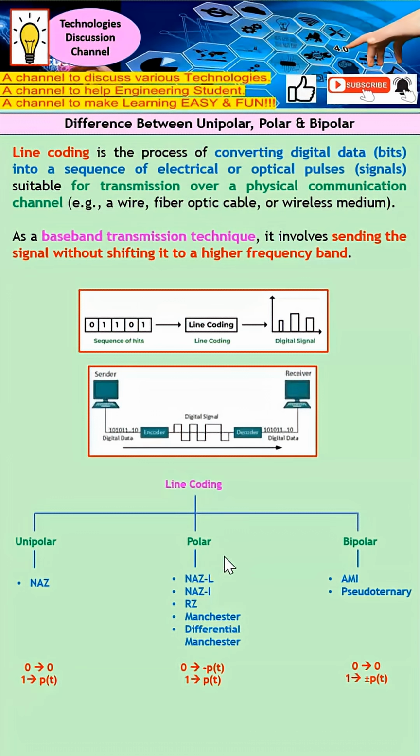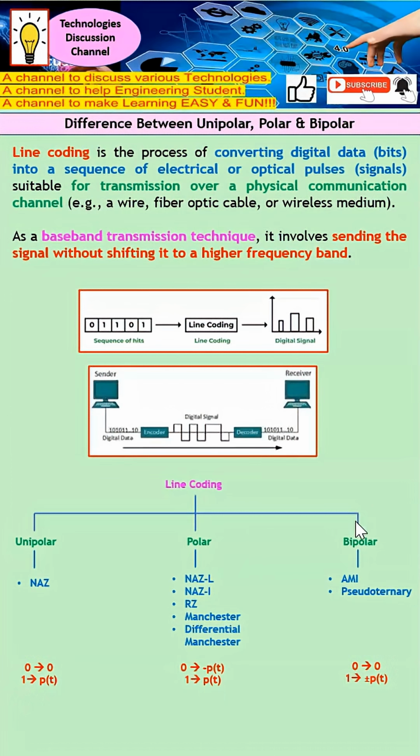Let's move on to polar. As you can see, there is more for polar. The key difference is that when the binary data is equal to 0, I have a negative pulse to represent that. When the digital signal is equal to 1, I have a positive pulse to indicate that. So basically, this is polar.